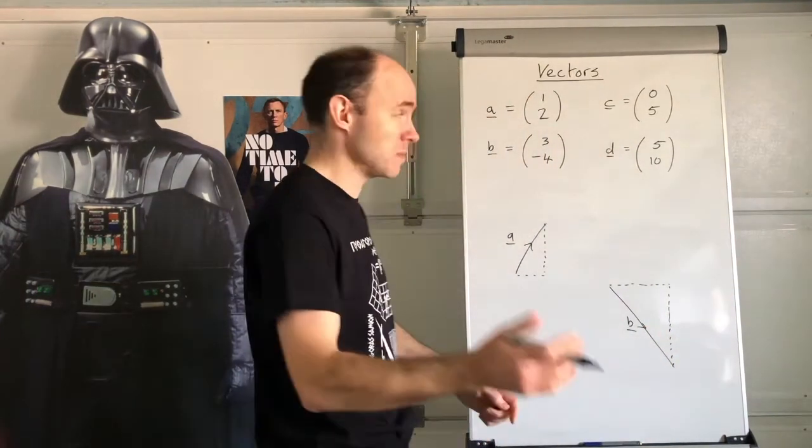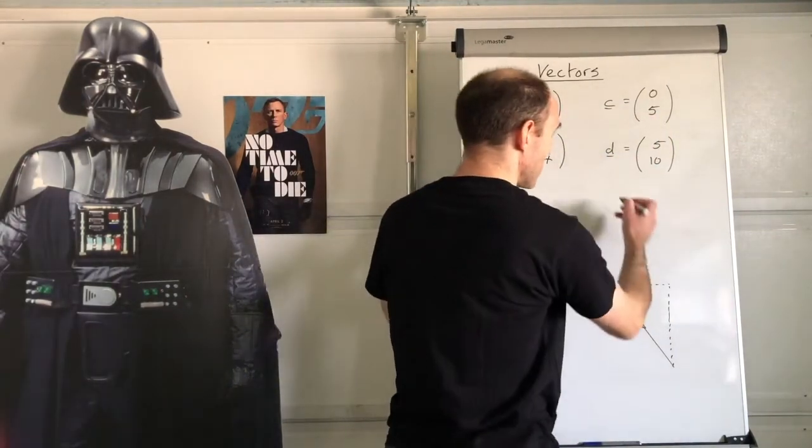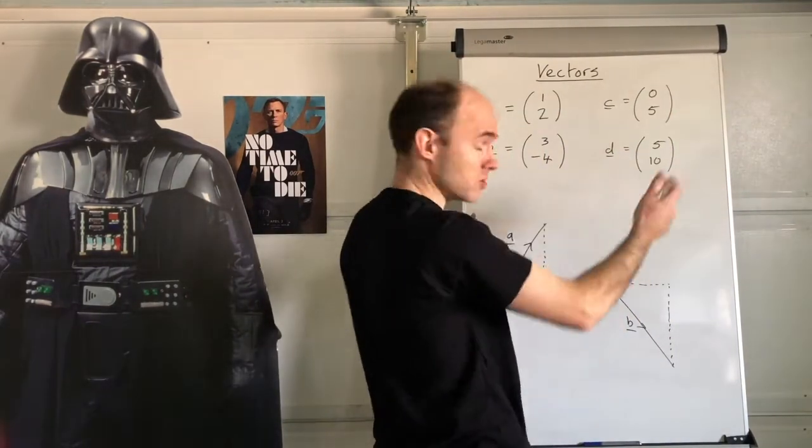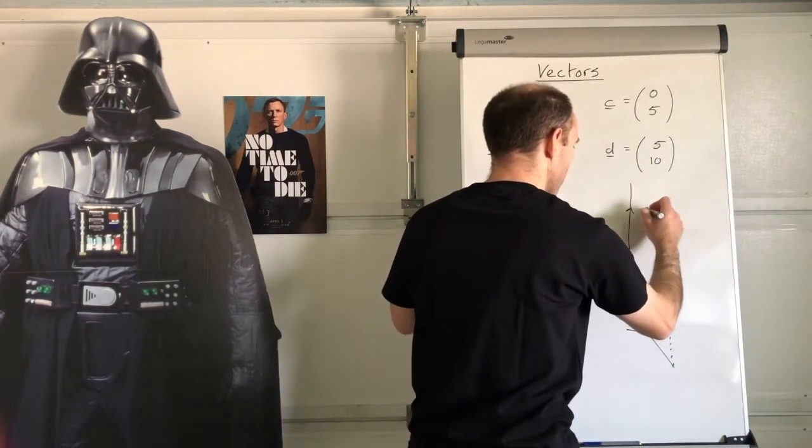I can draw all of these out. Sorry, I'm not necessarily doing them in the right order. 0, 5, what does that look like? I'm going to put this one here. So 0 means you don't move horizontally, you just move 5 upwards. So it's just going to be that. Okay, that is vector C.